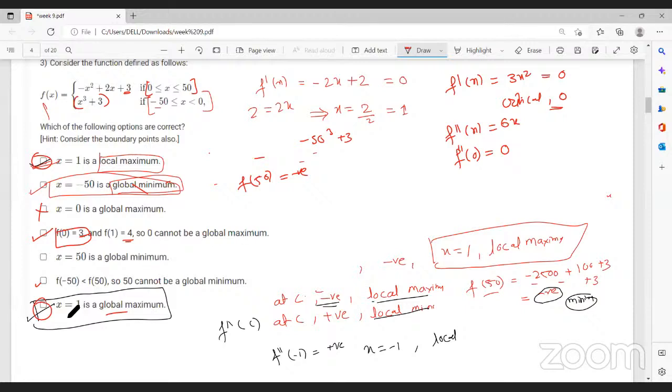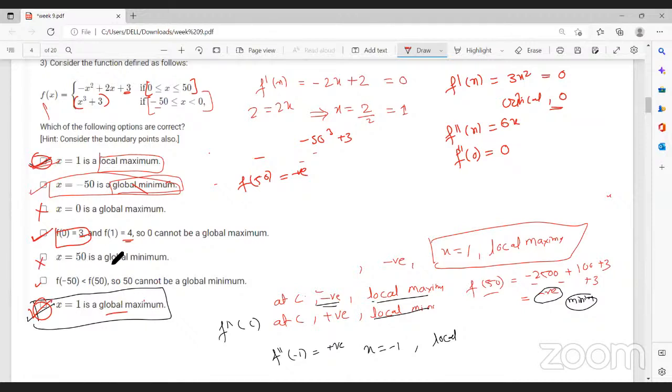That is right, because 1 is maximum, right? So these two options are contradictory, you can see, right? x equal to 1 is the global maximum, and this one also. I think this one is correct, in the portal, yeah. This is also correct. I think this option should also be correct, right?